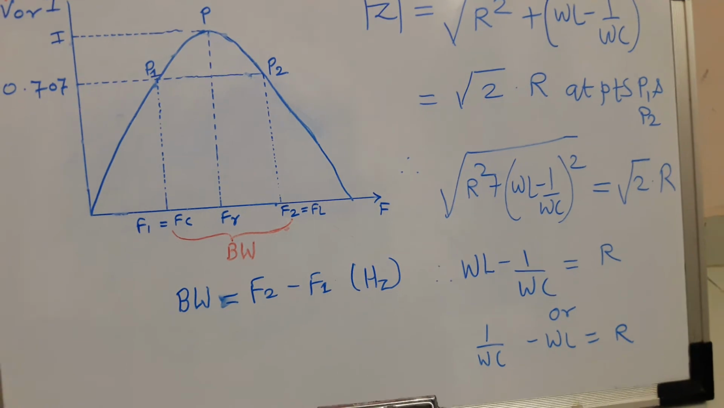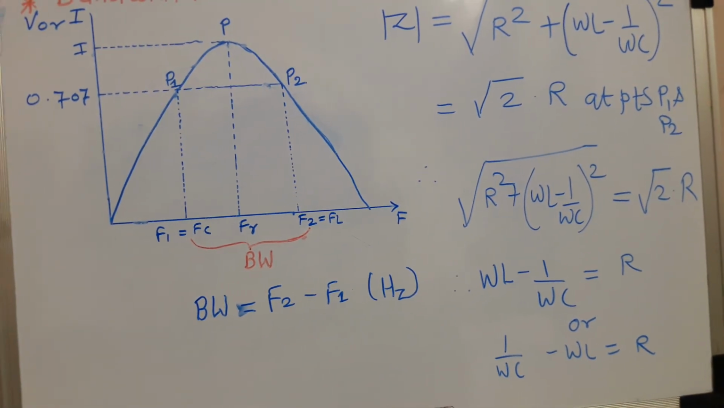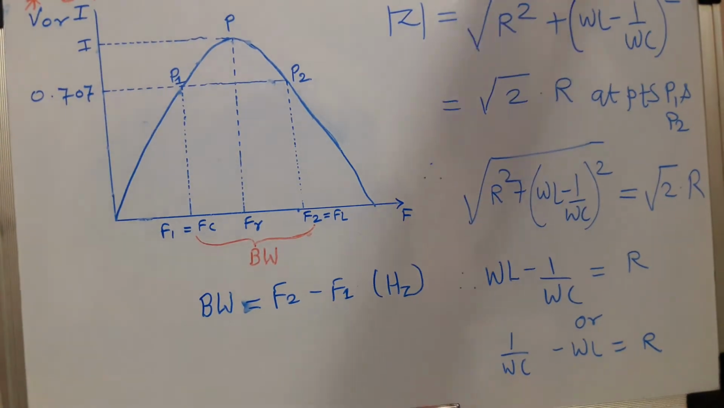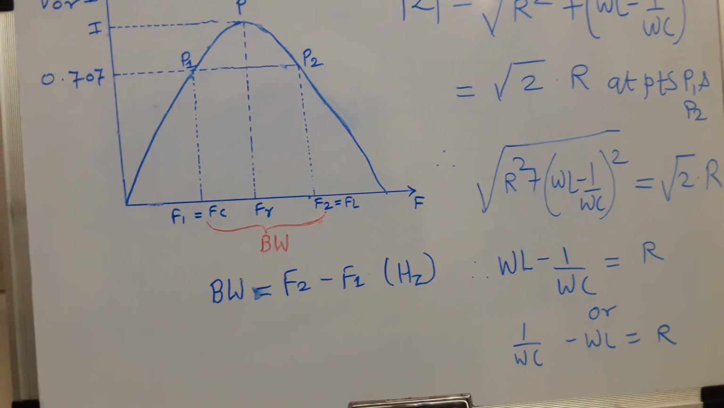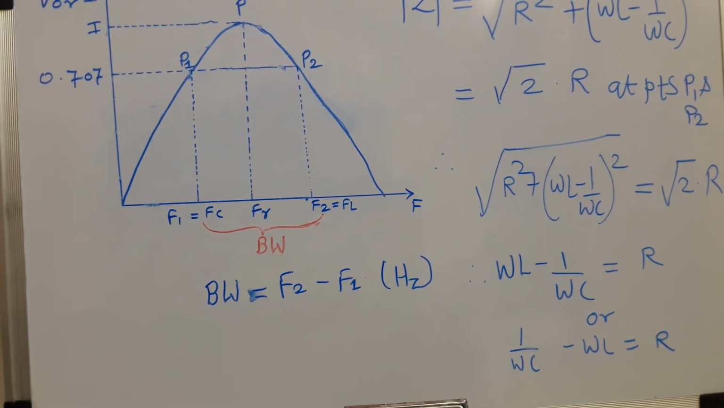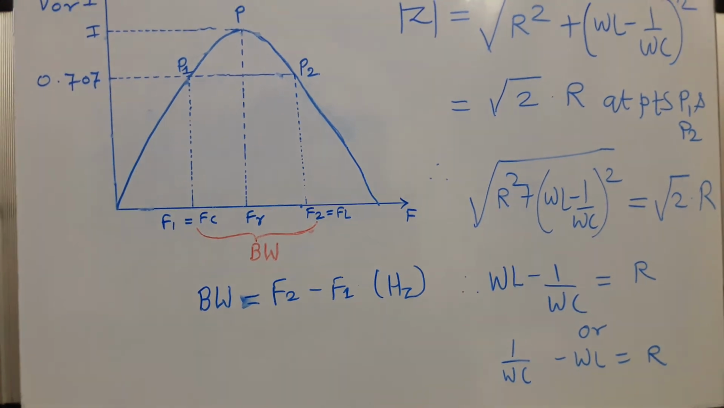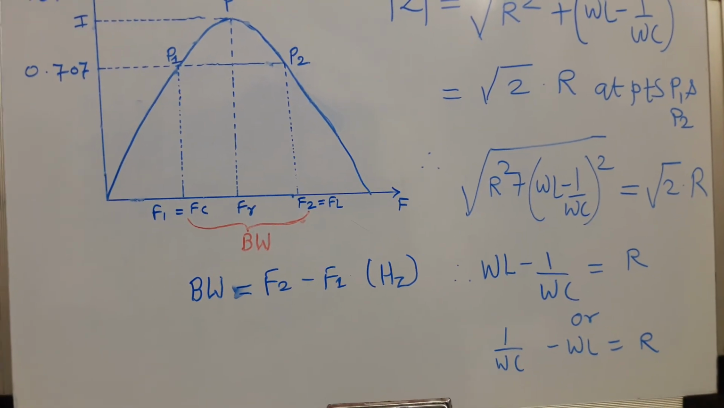is equal to R. This is after resonant frequency, because inductive reactance is more and capacitive reactance is less. But before resonant frequency, we know capacitive reactance is more and inductive reactance is less. So 1 upon omega C minus omega L is equal to R.